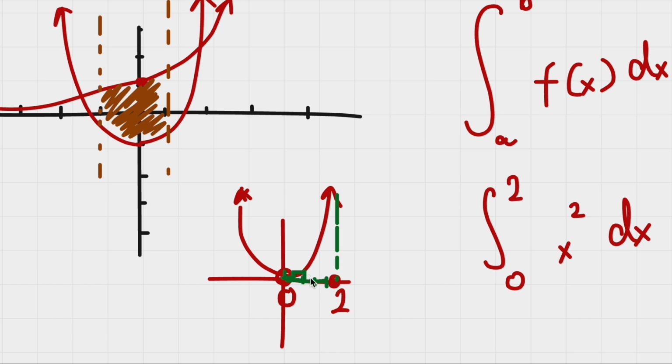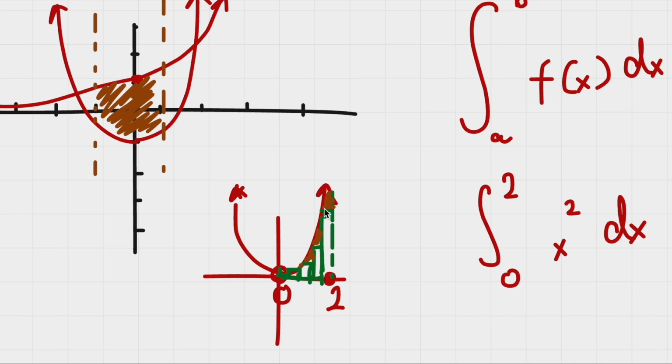We could split this up into 4 tiny rectangles, and you could add them up that way, although you would be missing out on the curved areas here. Maybe this area in brown. You wouldn't be able to capture that with rectangles because this is a curve and it's not just a bunch of rectangles, although you would get very close to the answer if you did that.